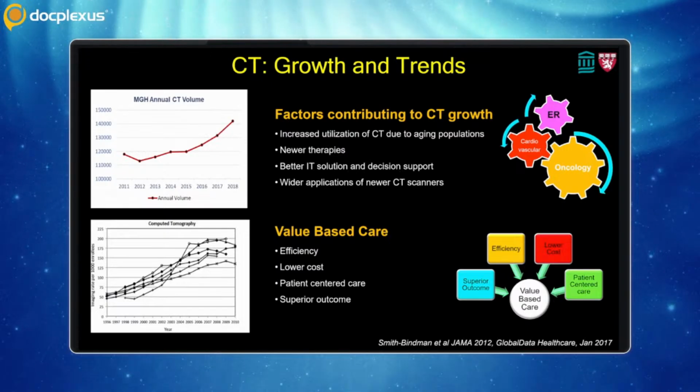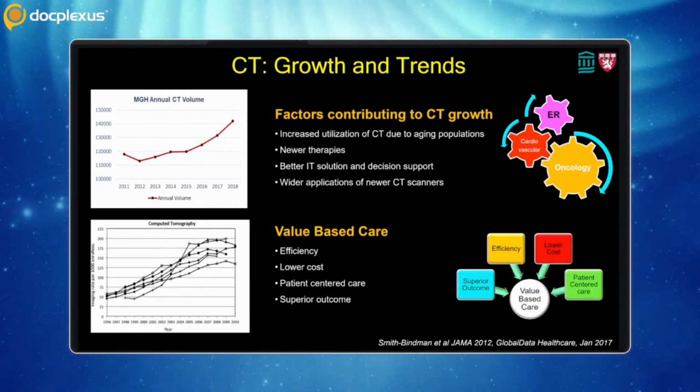One thing too that is important is that with increasing utilization, the expectations on imaging have also changed. In this era of precision medicine, there is increasing emphasis on value-based care. That is care which is efficient, lowers cost, is patient-centered, and provides superior outcome. Now, Dr. Joshi spoke about CT and its value in the pancreas.